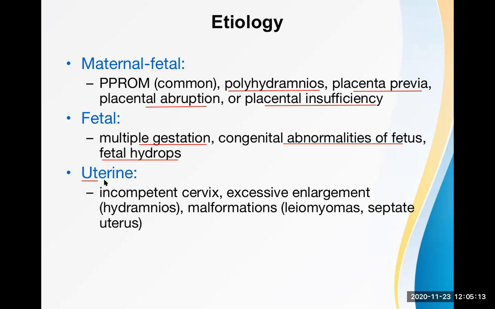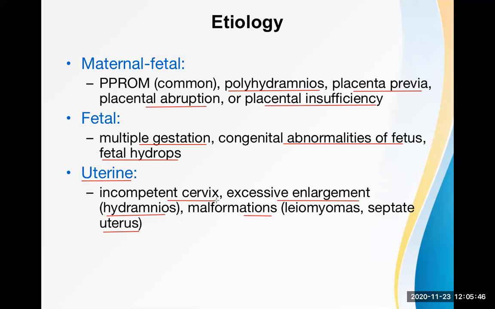Another one is uterine causes. Now, what are those? You can clearly see there on the list. Incompetent cervix, excessive enlargement of the uterus because of polyhydramnios again, and malformations of the uterus like leiomyoma and the septate uterus. These are also very important. So let's think a bit about them.